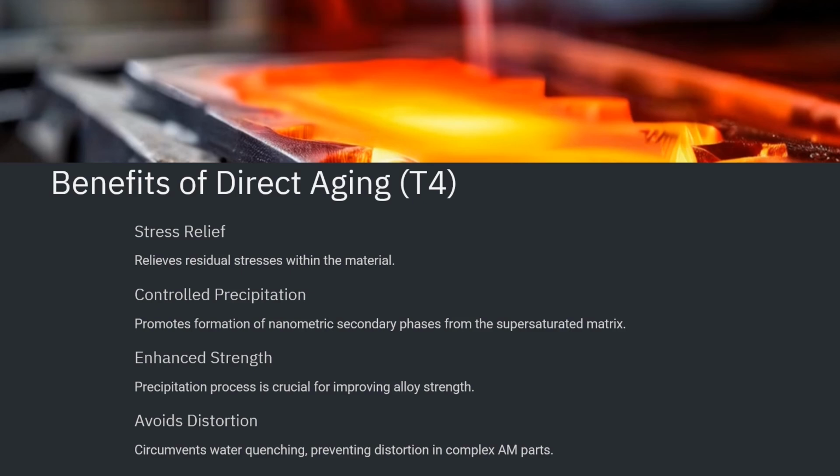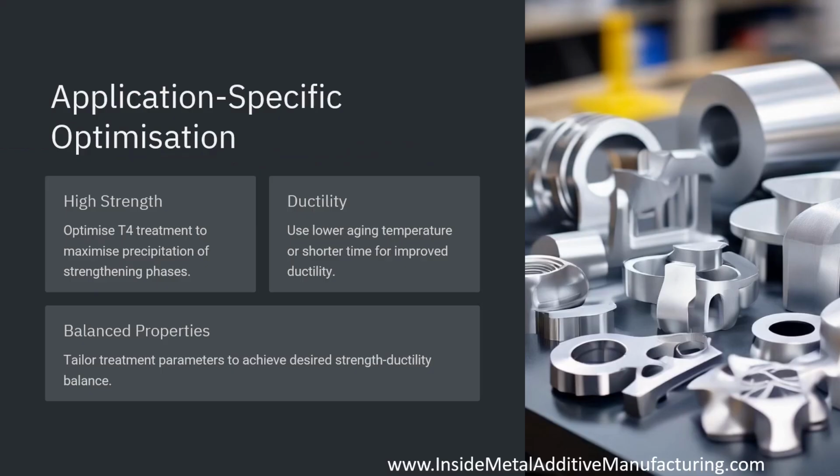Direct aging offers the added advantage of circumventing the water-quenching step inherent to the T6 treatment. This is particularly beneficial for additively manufactured parts, which often incorporate complex geometries and thin walls, as water quenching can induce unacceptable levels of distortion. The specific application dictates the desired mechanical properties, which in turn guides the selection of the optimal heat treatment parameters.